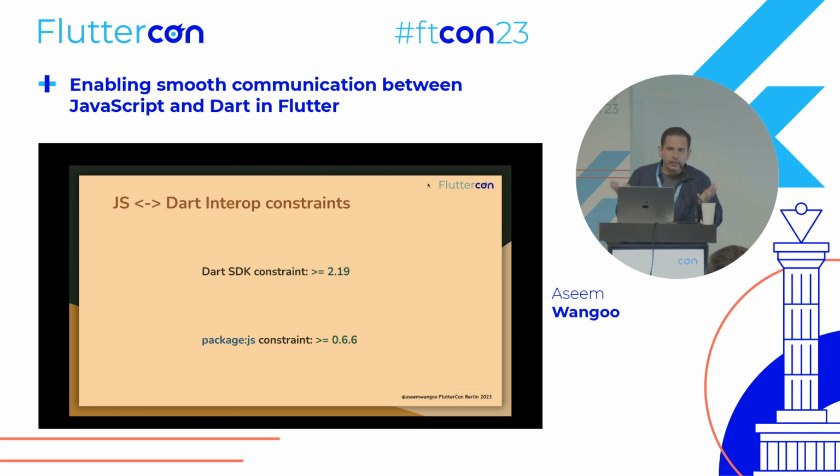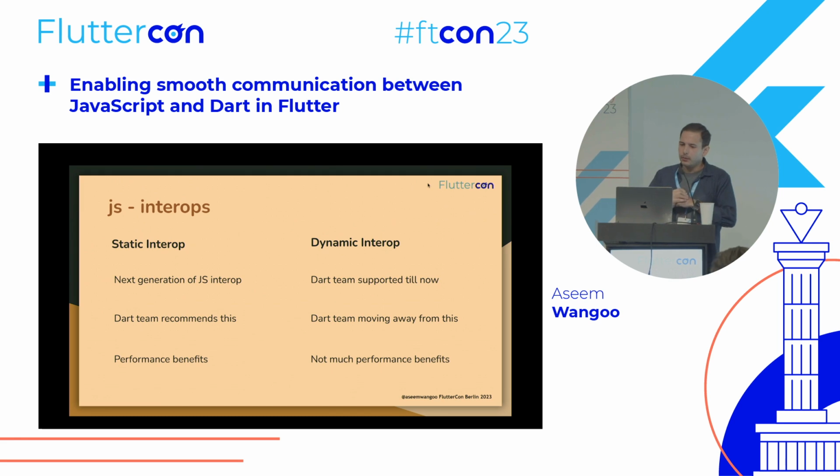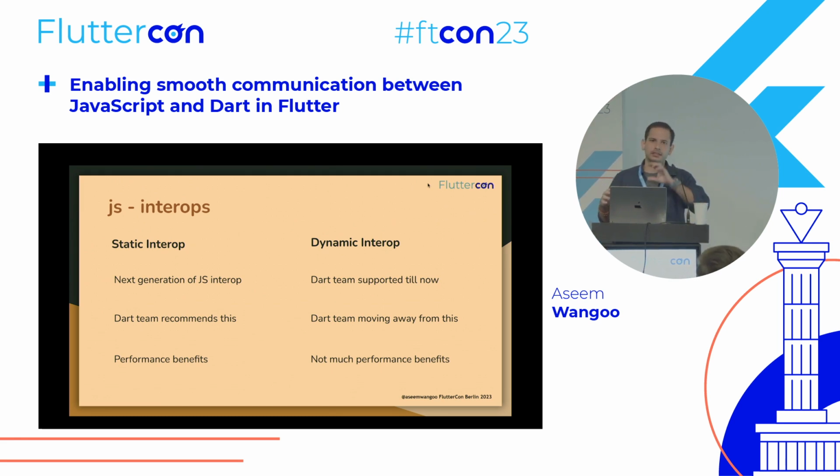So not everything in this world is perfect, and so it is with this package. There are some constraints about how to use it. The first is that the Dart SDK should be 2.19 and above. And the second is that the package itself should be 0.6.6 or greater. Cool. So this package supports two types of interop, the static interop and the dynamic interop.